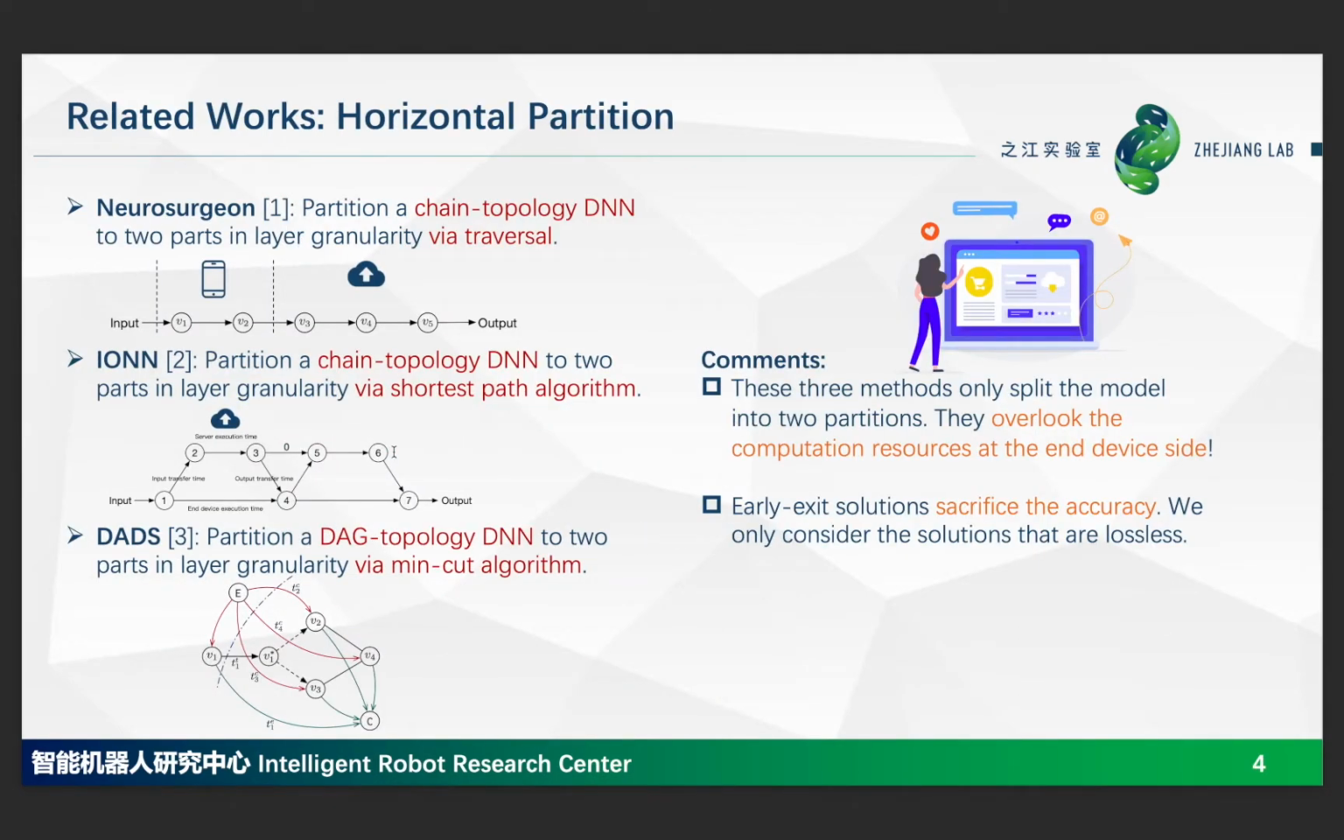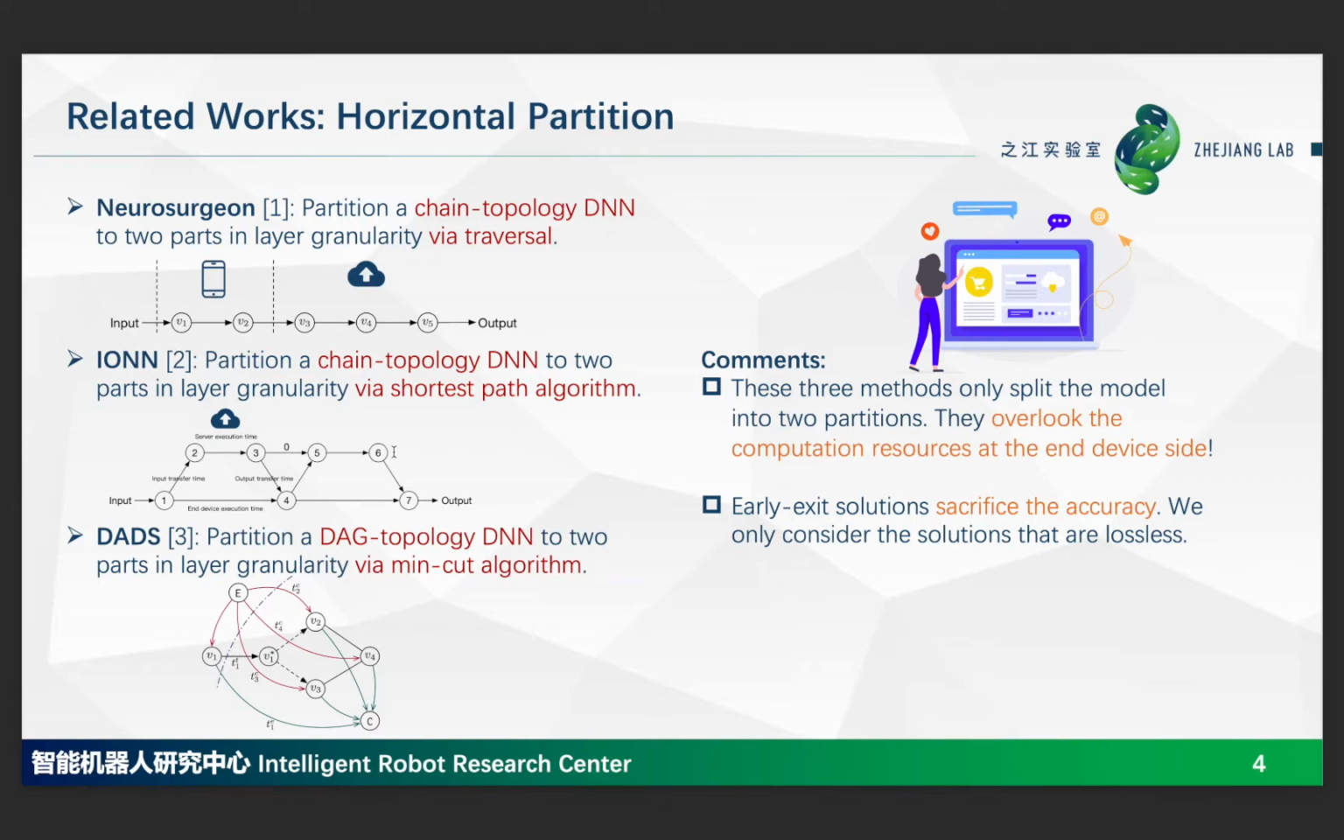Here is the related work. We categorize the related works into two groups. The first group is called horizontal partition. In 2017, Neurosurgeon partitioned a chain topology DNN into two parts in layer granularity via traversal. The simple traversal tries to find the optimal cutting point of a chain topology DNN. IONN further optimizes the solution via a shortest path algorithm.